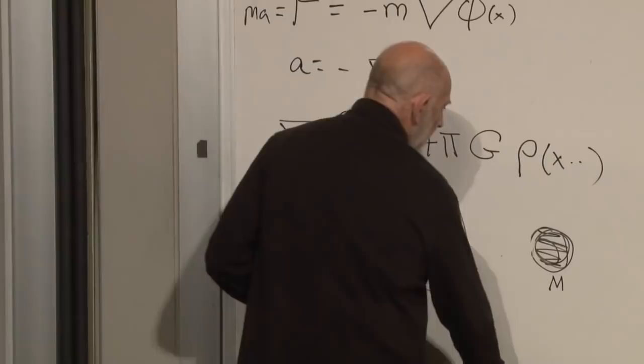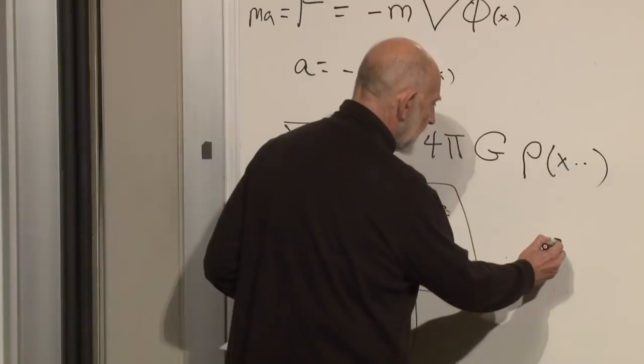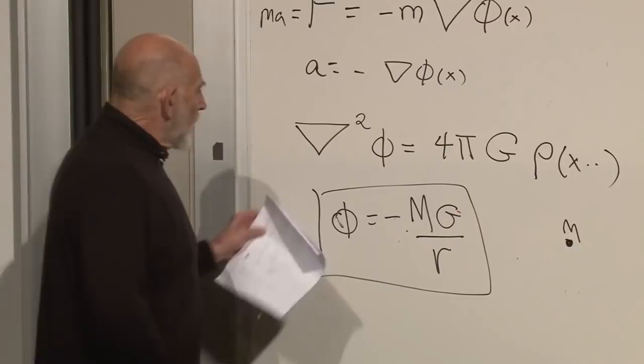So I might as well shrink this to a point. If I shrunk it down to a point, then the solution would be valid everywhere except at that point. The point has a total mass m. All right, so that would then be Newton's equations. If I then plug this in.